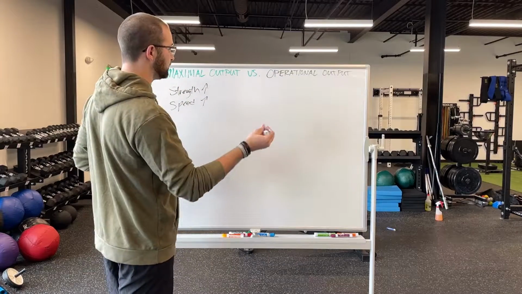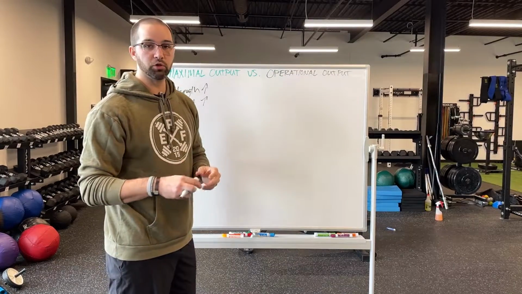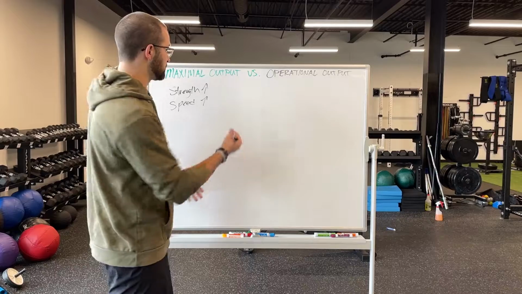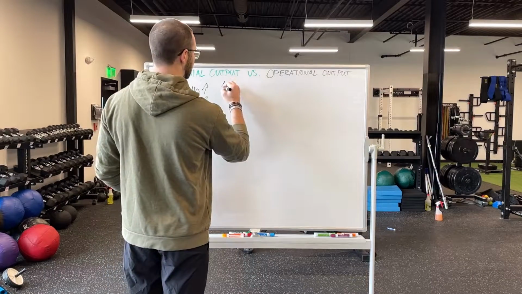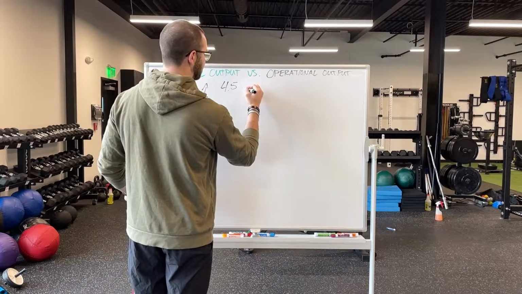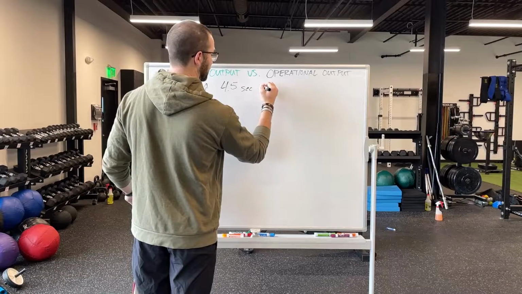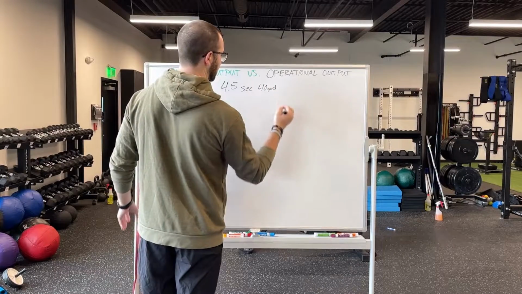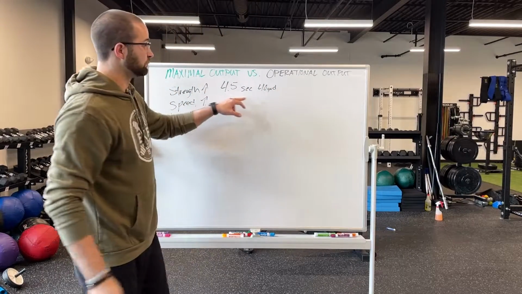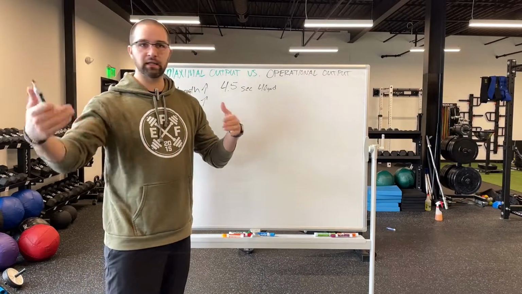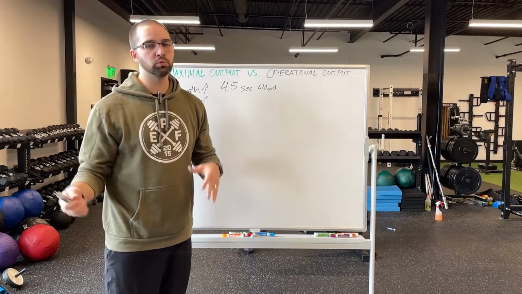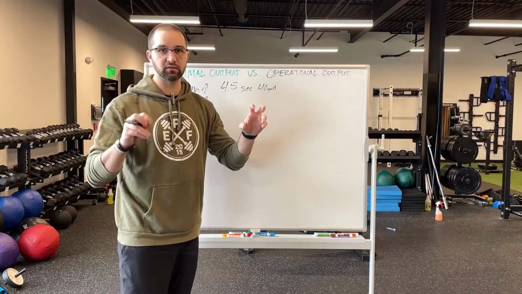Say, for example, a common one that a lot of football coaches would use: say you run a 4.5 second 40-yard dash. So that's your maximum speed, going in a straight line. No one's getting in the way of you. That rarely happens in your sport. It's kind of an argument why people even test the 40-yard dash.